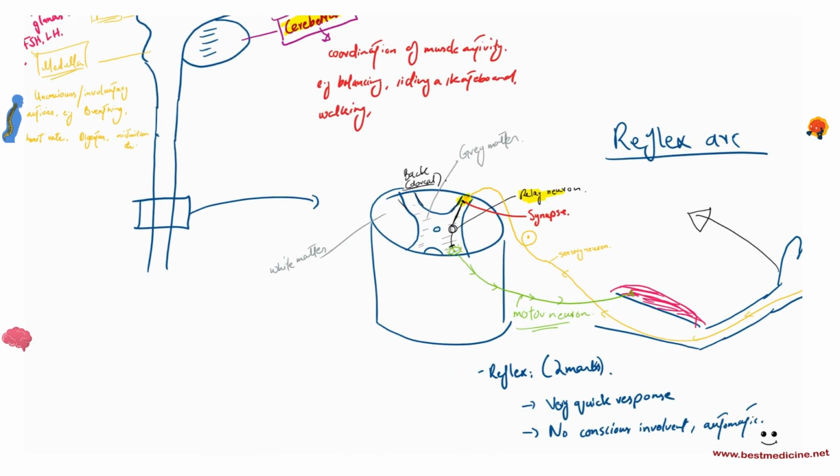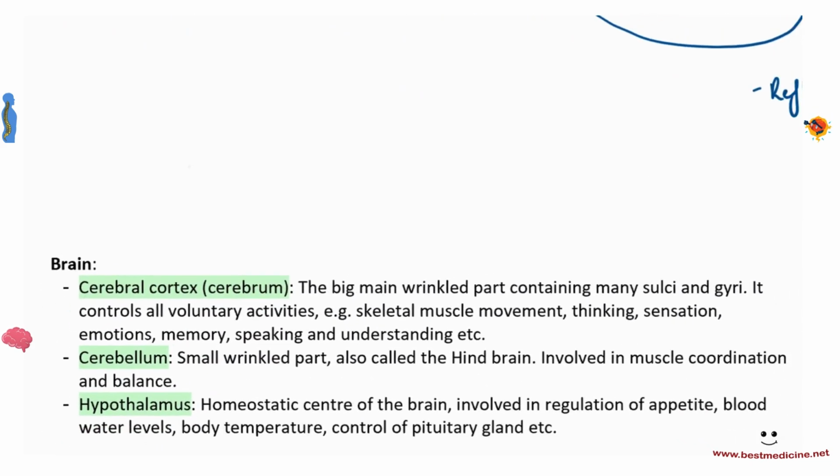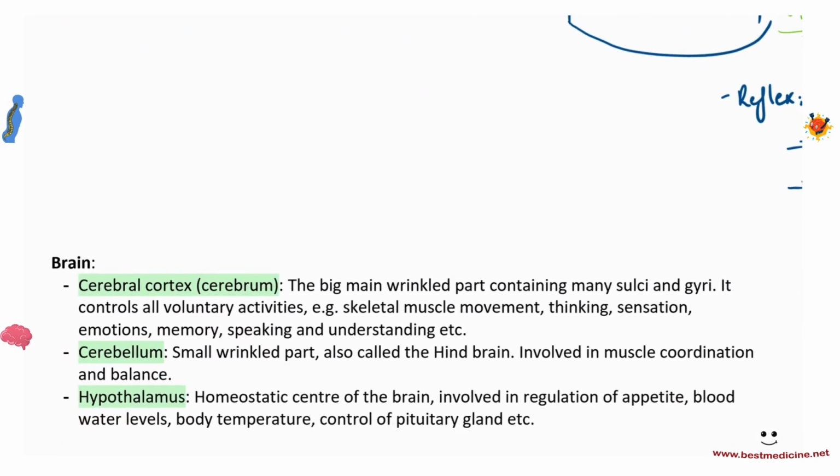Okay. Right, so let's have a look at the summary of this. Again, the brain consists of the cerebral cortex, which is the big main wrinkle part of the brain, which contains the sulci, which is the intrusion, and the gyri, which are the protrusions. It controls all the voluntary activities, for example, skeletal muscle movement, thinking, sensation, emotions, memory, speaking, and understanding, right?